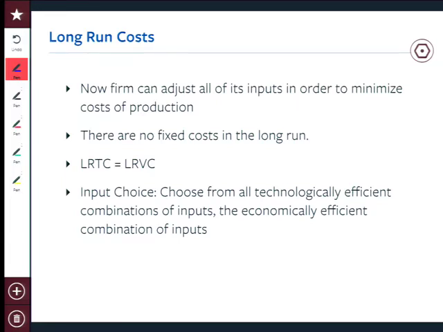So this, of course, also means that since there are no fixed inputs in the long run, all your costs are variable, right? So now both labor and capital are variable costs, versus in the short run, only labor was variable because you couldn't adjust capital. So there are no more fixed costs. There's no longer this distinction between fixed costs and variable costs. Everything's variable costs in the long run. So LRTC equals LRVC simply means the long run total cost curve is equal to the long run variable cost curve because there are no fixed costs in the long run.